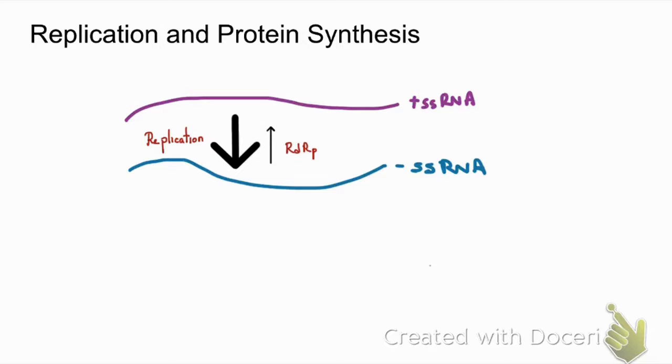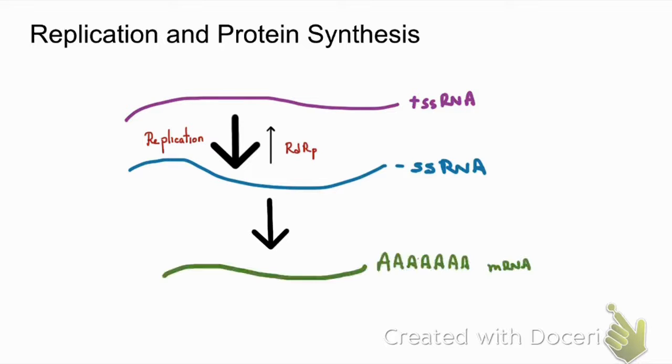Now, in terms of transcription, the negative single-stranded RNA serves as a template to make mRNA. And so in transcription, this is going to require an RNA-dependent RNA polymerase again to make that mRNA. And all mRNAs in eukaryotes have two basic features.